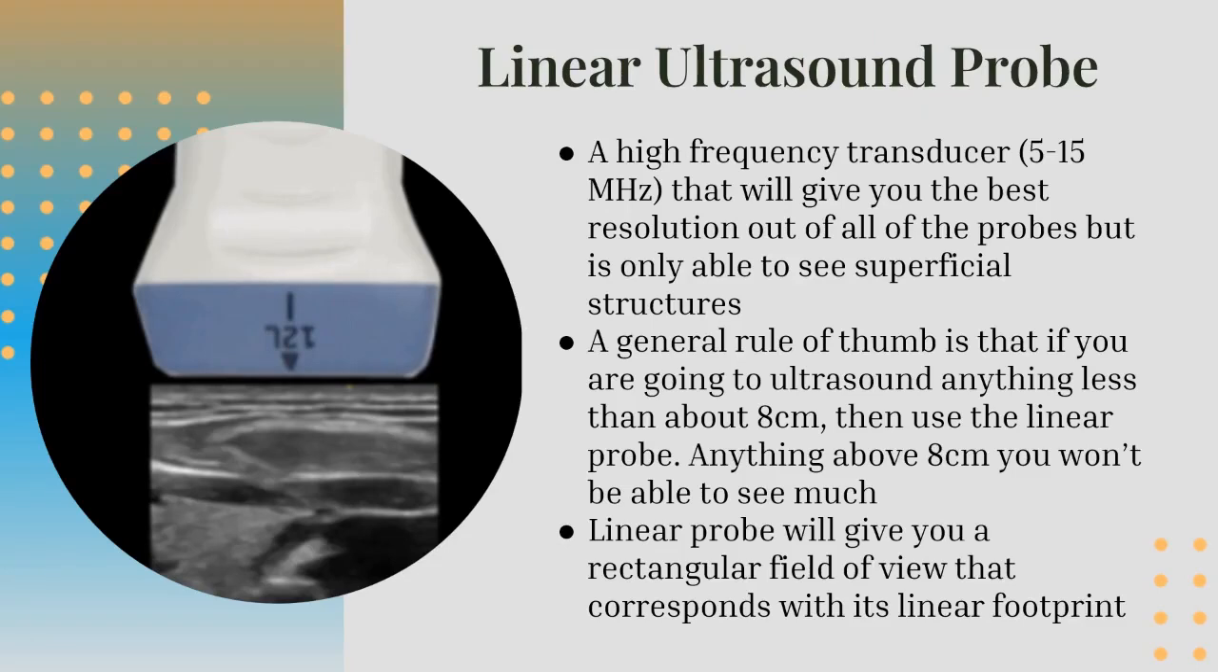The linear ultrasound probe is a high-frequency transducer. The frequency is from 5 to 15 megahertz. That will give you the best resolution out of all the probes, but it is only able to see superficial structures. A general rule of thumb is that if you are going to ultrasound anything less than about 8 centimeters, then use the linear probe. Anything above 8 centimeters in depth, you won't be able to see much. A linear probe will give you a rectangular field of view that corresponds with a linear footprint.